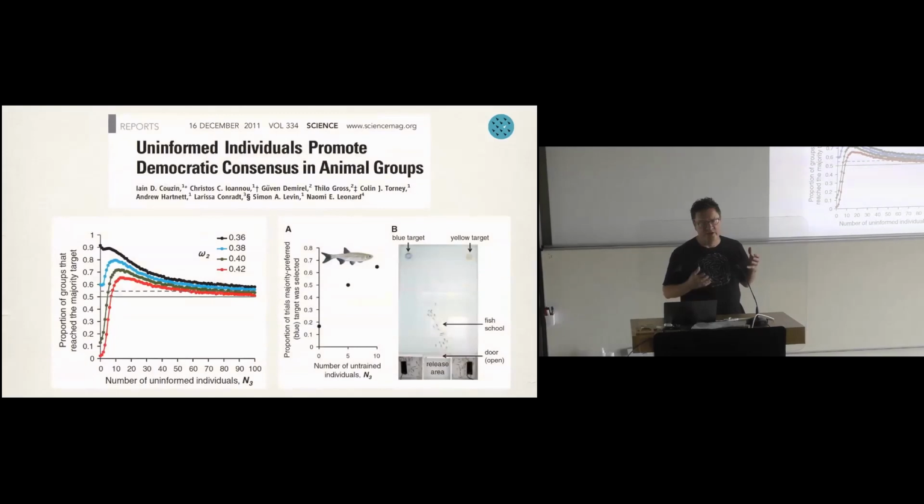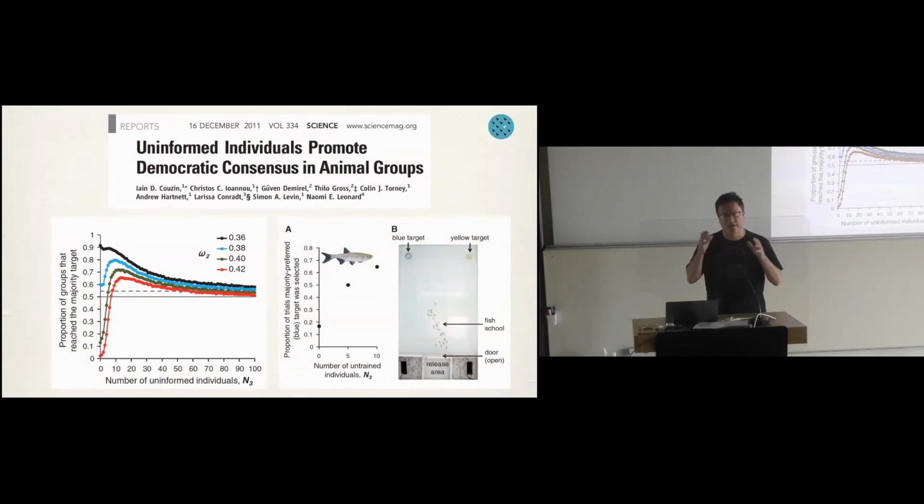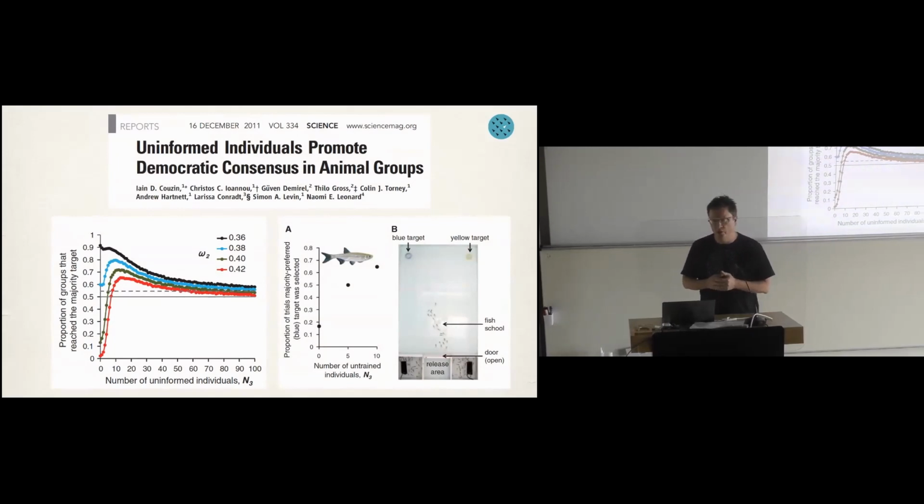It was only later that I realized that it's actually because of the uninformed individuals that they can make these decisions. Without uninformed individuals, groups cannot come to a consensus. They cannot even decide between two options. And so this got me interested generally in the role of uninformedness. We always think of being uninformed as being a bad thing, but here we show that a small proportion of uninformed individuals promote democratic decision-making within these groups.